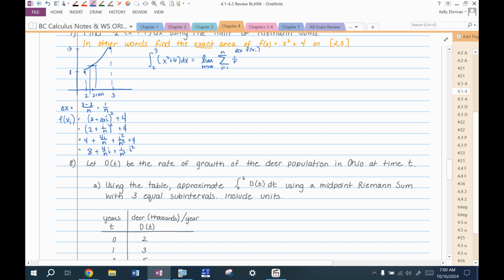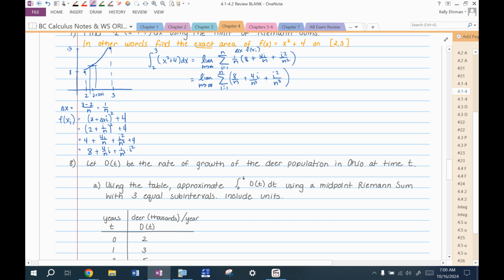So delta x is 1 over n, and f of x sub i is 8 plus 4i over n plus i squared over n squared. So I'm going to distribute the 1 over n, and then I'll go ahead and do my summation stuff. You don't have to do that. You can do it all at once if you want, but I just like doing it this way. So this is 8 over n plus 4 over n squared times i plus i squared over n to the third.